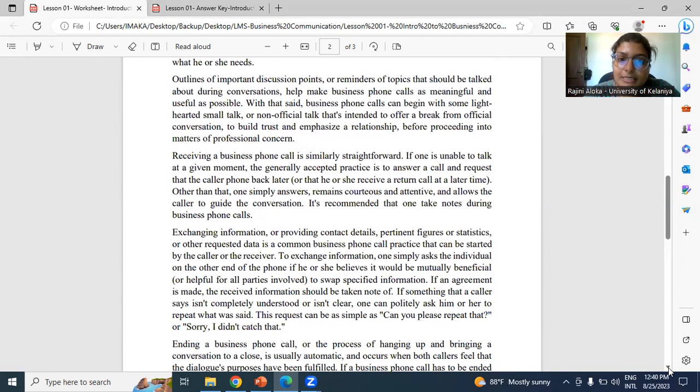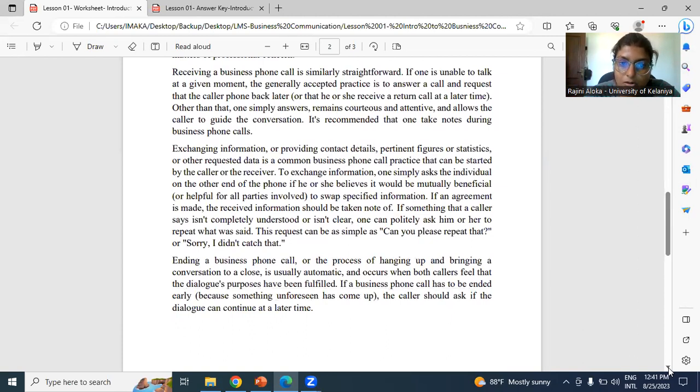Outlines of important discussion points or reminders of topics that should be talked about during conversations help make business phone calls as meaningful and useful as possible. With that said, business phone calls can begin with some light-hearted small talk or non-official talk that's intended to offer a break from official conversation, to build trust and emphasize a relationship before proceeding into matters of professional concern.